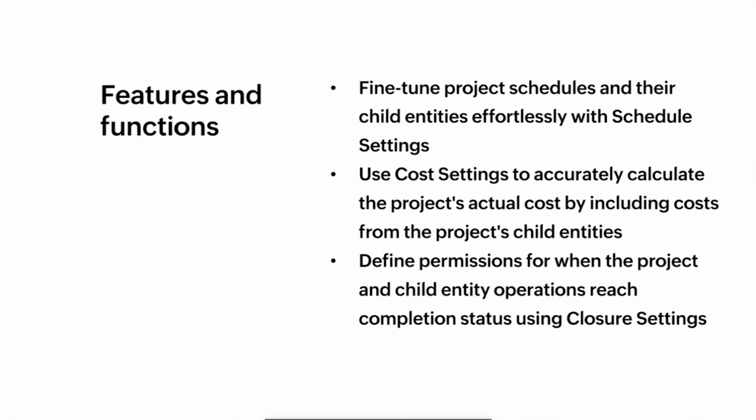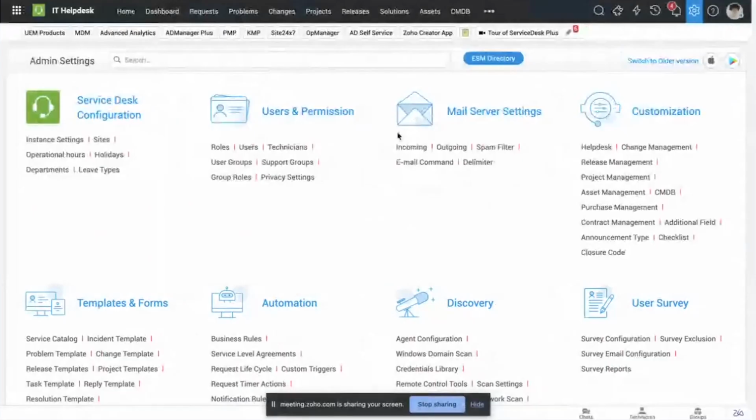Now, to help you to have greater control or governance over these projects, we have introduced new settings through which you'll be able to schedule projects with ease, capture the accurate costs that are involved in the project execution, and also define permissions on how the dependencies are handled, that is, parent tasks, child tasks, and the milestones. So, let me quickly show you how those work.